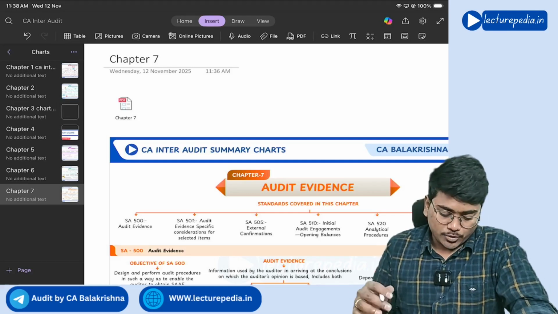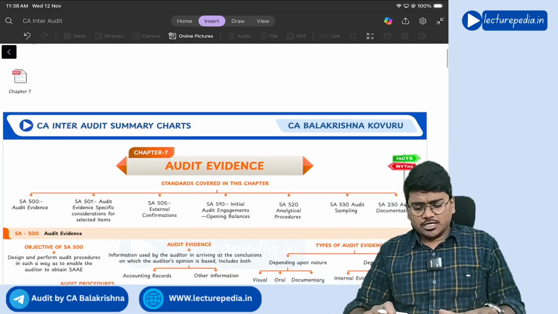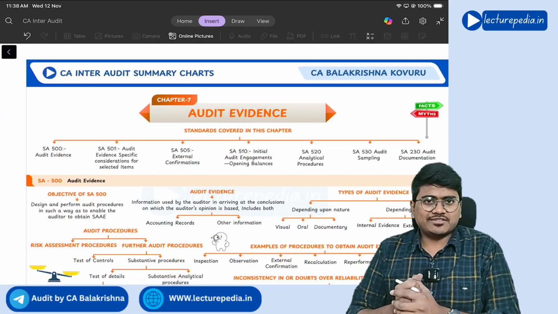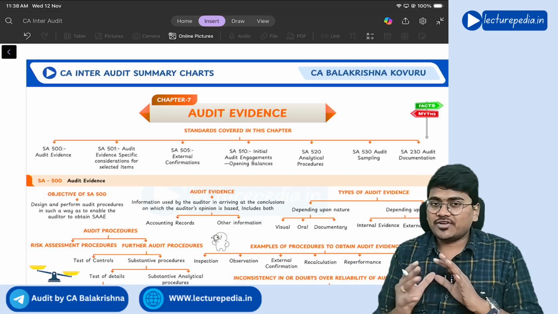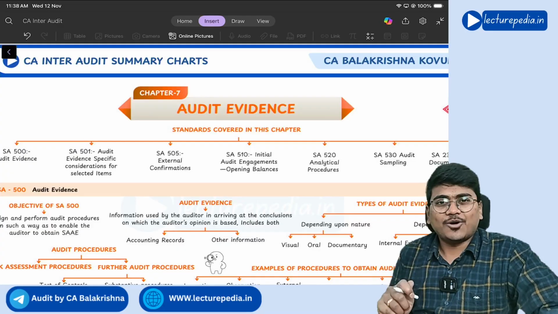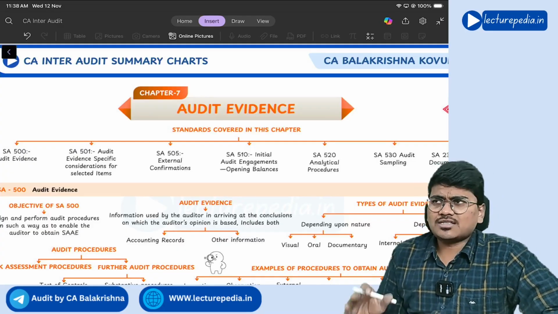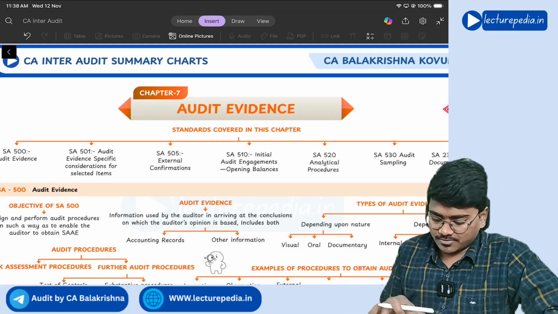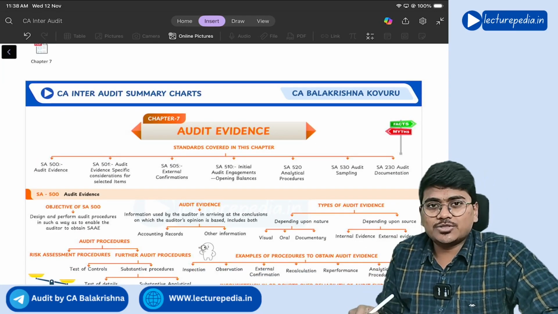So yes, I have opened chapter number 7. If you see chapter number 7, it is completely about audit evidence. So the name of the chapter number 7 is also audit evidence. So here we are going to discuss around 6 standards. So if you see, not even 6 standards, 7 standards we are going to cover.